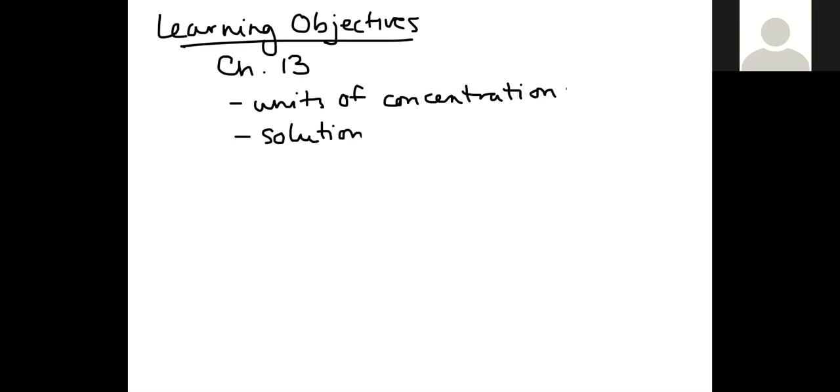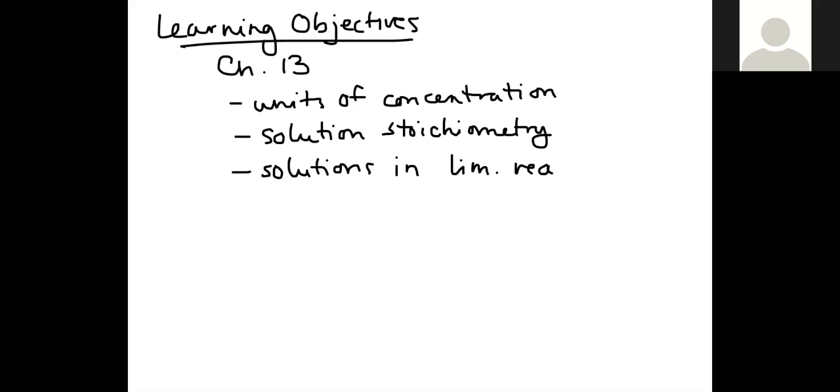And then we're also going to talk about solution stoichiometry. So stoichiometry is once again just converting from amounts of a particular reactant or product to another reactant or product. And then we're going to use solutions in limiting reagent problems, which is just an extra thing that you might see on the exam. So I'll let you all write that down.